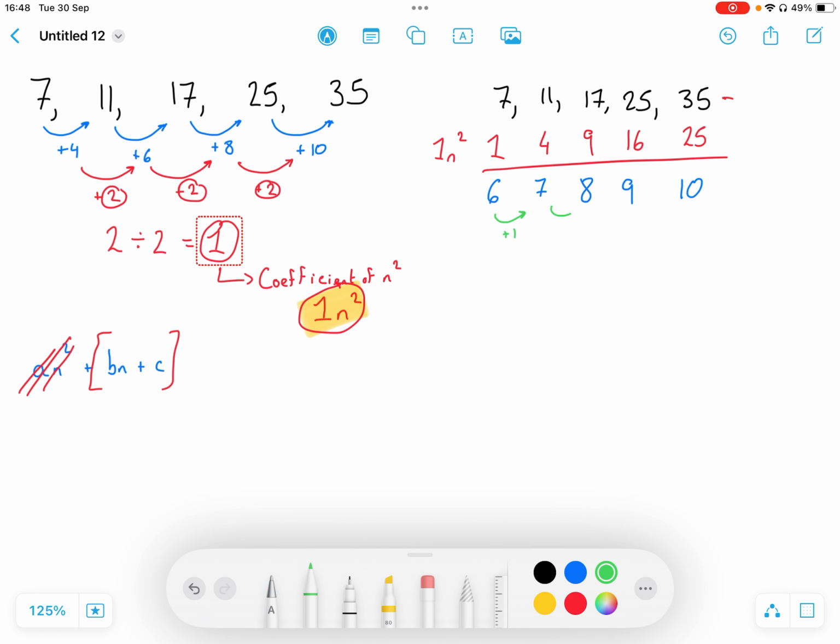I'm going up by 1, every time. Fantastic. So then I've got 1n, which means I'm in a version of the 1 times table.